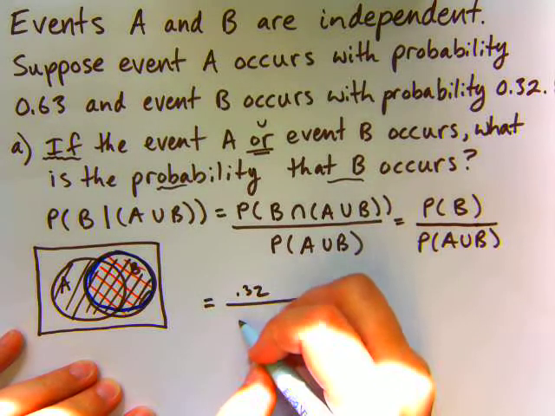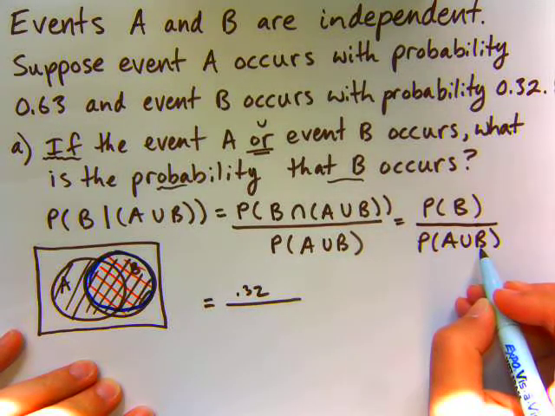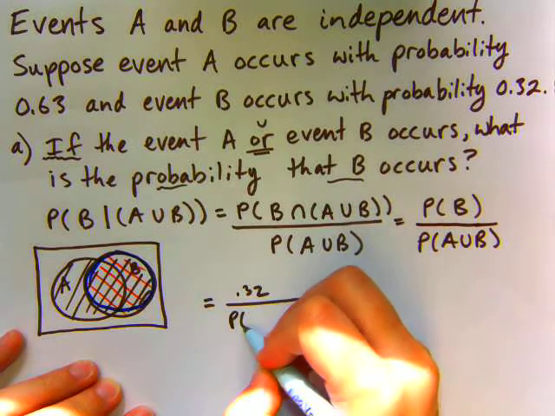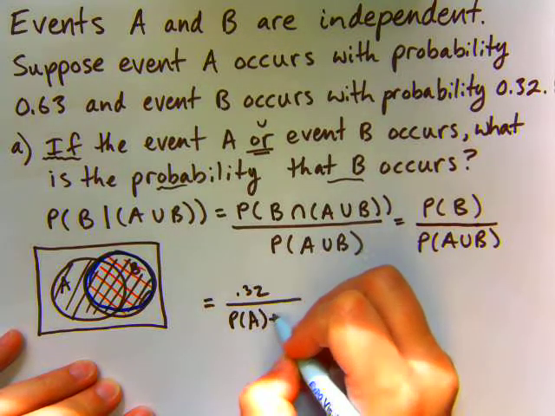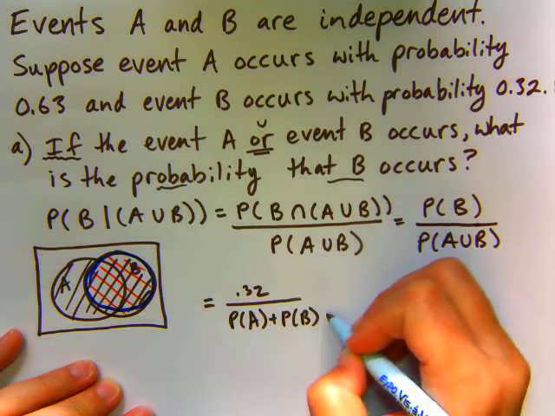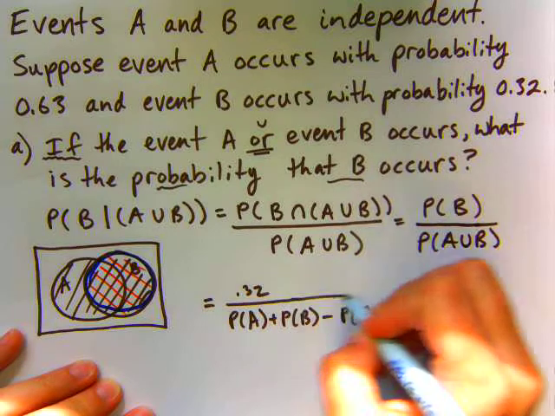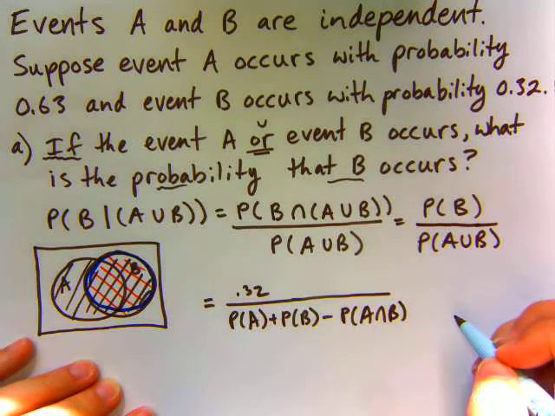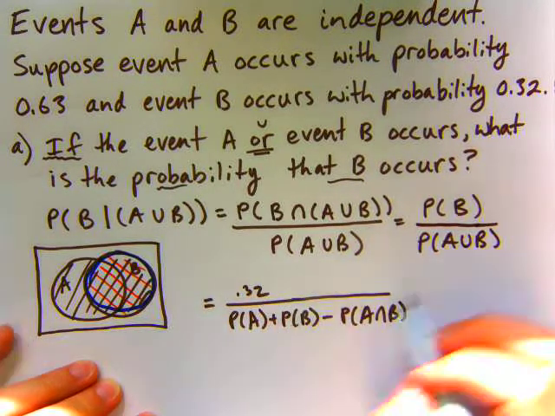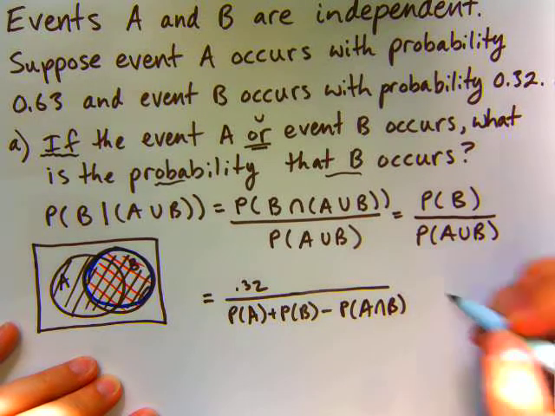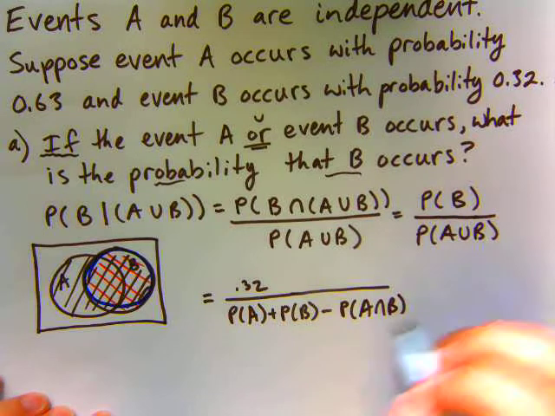On the bottom, when we write out the union between two events, it's the probability of the first event, and I'll actually write the whole thing: probability of A plus the probability of B minus the probability of A and B. That's the definition of our union. We have these two pieces given to us, but we don't have the A and B. So this can actually be simplified.